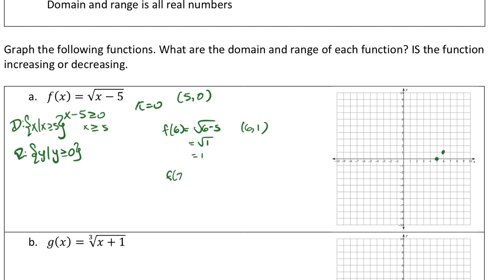And let's use 9. So 9 minus 5 equals the square root of 4. So this is 2. So I got 9, 2. And that's my graph. Oops, I put that in the wrong place, so let's erase that one here. So it's 9, 2. It's up here, 9, 2. And that's my graph. Don't forget the arrow at the end.